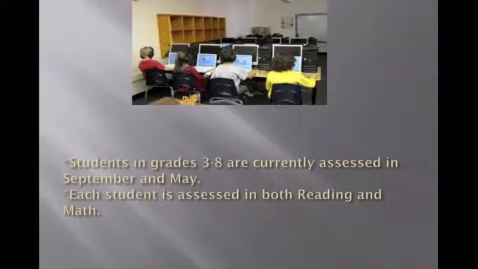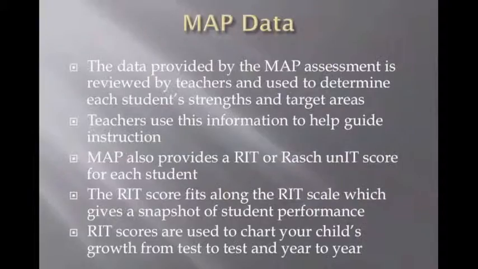Students in grades 3 through 8 are currently assessed in September and May. Each student is assessed in both reading and math. In fact, though, this spring when we do the test in May, we'll actually be giving it to our incoming third graders, so current second graders, and we'll not be giving it to our outgoing eighth graders. Obviously, the second graders will be with us next year, and we want to get a head start on getting some information on them and get them used to the test and be able to use that information in the following fall when they take it again as third graders.